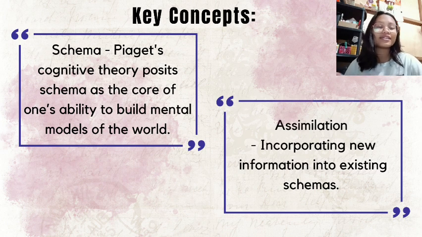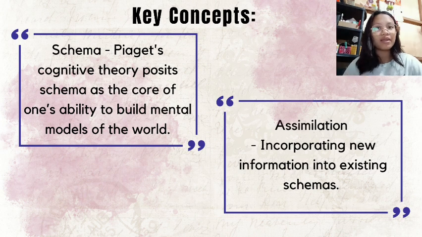So actually, assimilation and accommodation, which is the third concept of this theory, Piaget identified these two as the key processes that enable children to adapt their schemas to new information. So which is the assimilation and the accommodation. So let's talk first about the word assimilation.